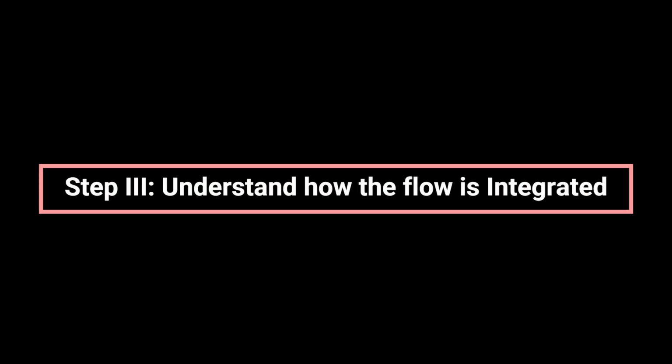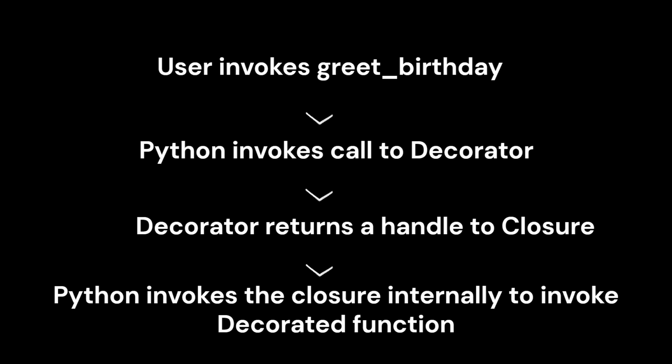So moving ahead, so far we have seen how to write a decorator. Now let's study how the whole flow is integrated. Whenever a decorated function is called, Python invokes the decorator, passing in the decorated function. It obtains the handle to the closure and then it invokes the closure, and the output of that closure is what you see on the screen.